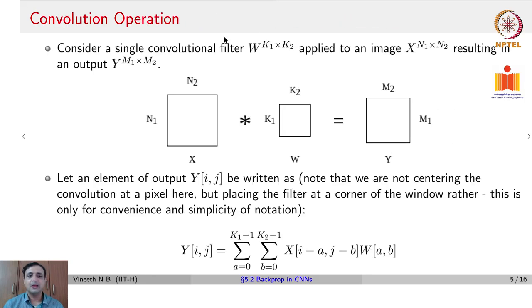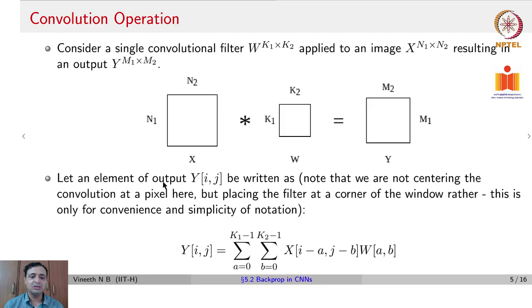To start, let's consider a single convolutional filter. Let's assume the size of that filter to be K1 cross K2. This is applied to an image which is of size N1 cross N2, and you get an output Y which is of size M1 cross M2. Visually speaking, this is your setup. You have an input X, filter W, and output Y.